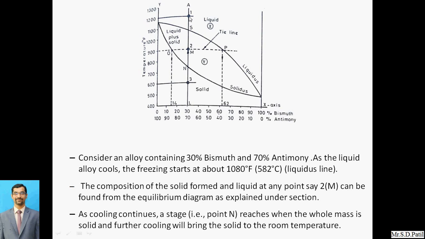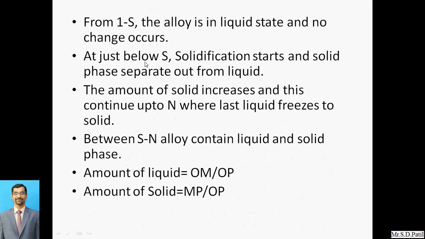So when we are dropping the temperature, at point 1 the temperature is 1200, and when we drop that temperature from 1200 to 1080, we have dropped the temperature by almost 120 degrees Fahrenheit. When we drop the temperature by 120 degrees Fahrenheit, the stage will not change, meaning only the liquid state will be present, but at point S it just starts freezing. Now just below S the solidification starts and the solid phase separates out from the liquid.